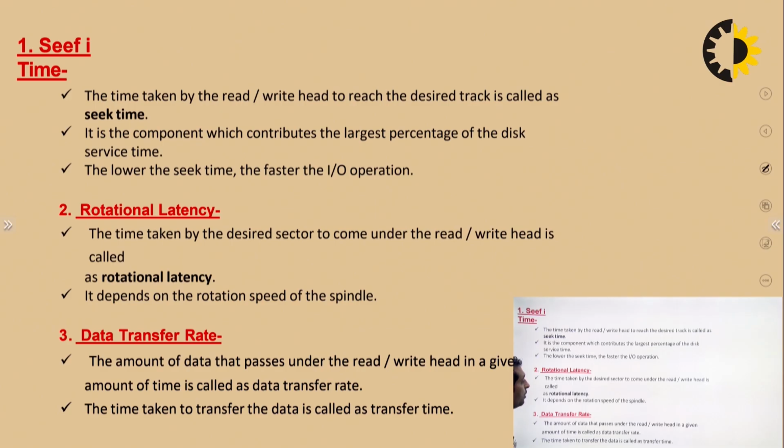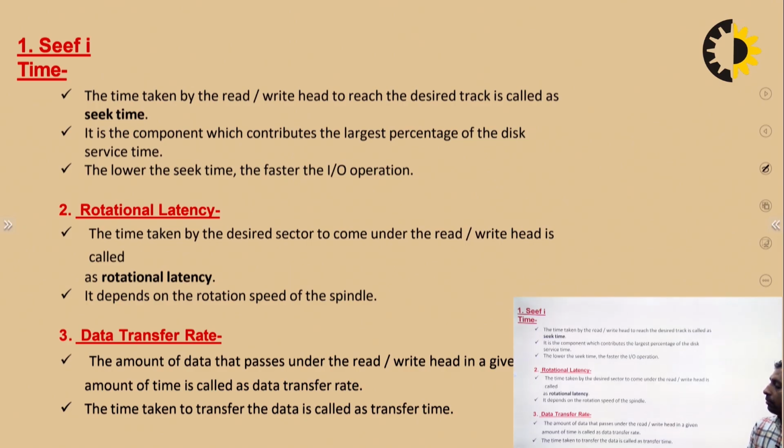The time taken by the desired sector to come under the read-write head is known as the rotational latency, and it depends on the rotational speed of the spindle. How fast the spindle moves depends on the spindle speed.